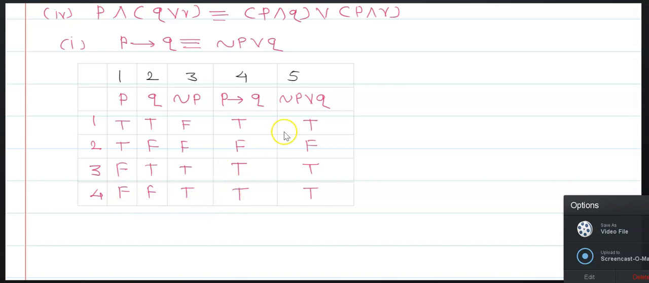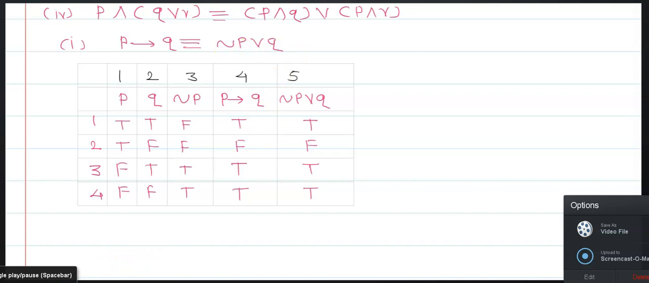Now next, we'll find out the OR between negation of P or Q. That is F or T is T. F or F is F. T or T is T. T or T is T. And that's why we get the P implies Q. This is the column number 4 and this is the column number 5. These two are same and therefore the statement P implies Q is equivalent to negation of P or Q.